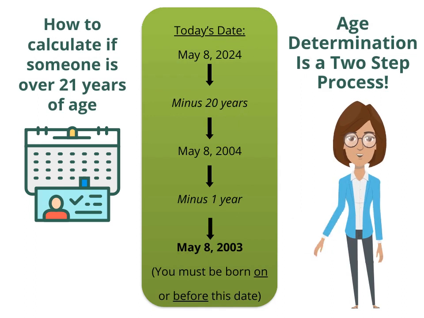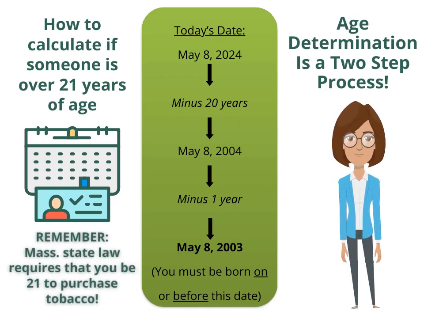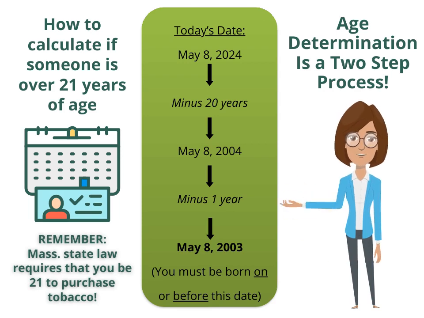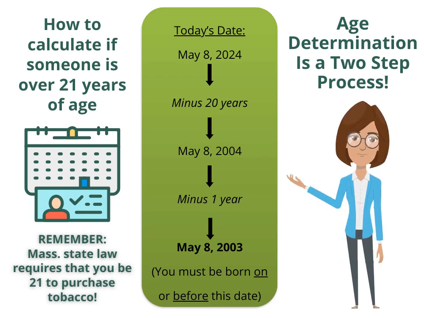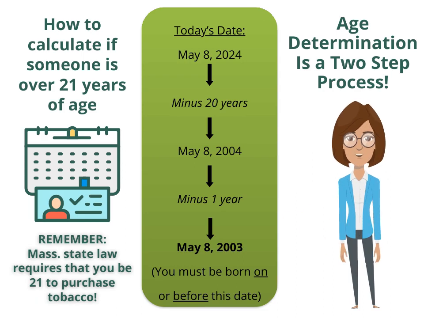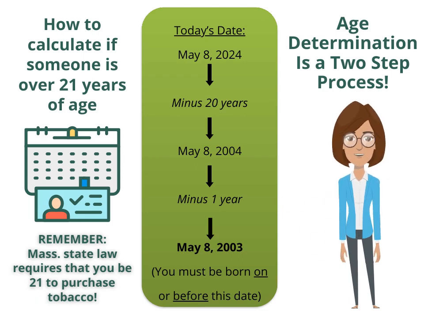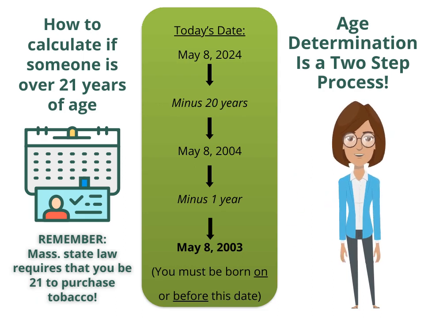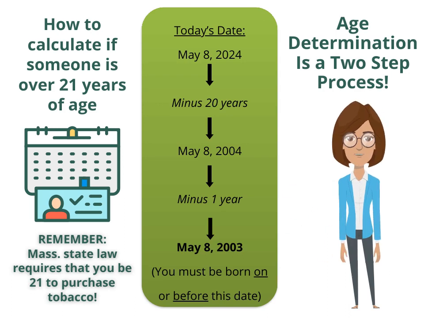Here is a tool to quickly calculate if someone is over the age of 21. Please note, there are many examples, but here is one of the many. For this exercise, we will pretend today's date is May 8th, 2024. Minus 20 years, May 8th, 2004. Subtract one more year, May 8th, 2003. This is the date your customer must be born on or before. Remember, minus 20 years, and then minus one more year.